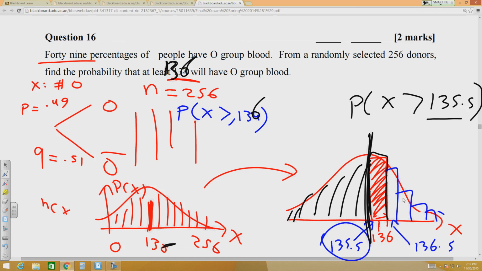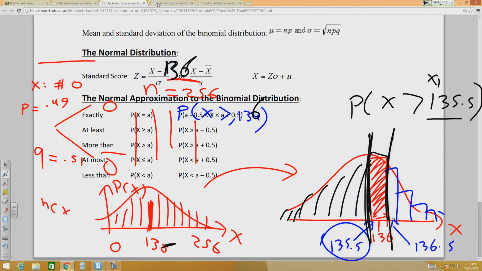So that means you're going all the way from minus infinity to here this time, because you're using the bar and the bars before. So in this case, the upper boundary is 136.5. That's why sometimes you add 0.5. If you have at least, you subtract 0.5. If you have at most, you add 0.5. People can get confused here, right? But if you do a small graph like that, you will not be confused. Still, because people get confused, we have a table that will help you in the formula sheet. Look at the formula sheet here.